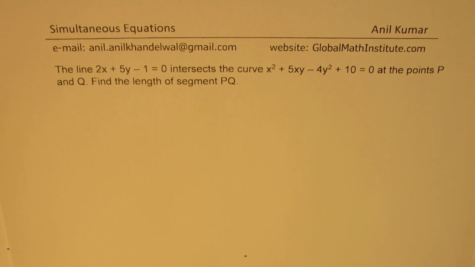In this video, we'll take up solution of a system in which we have a curve and a straight line. The question here is, a line 2x plus 5y minus 1 equals 0 intersects the curve x squared plus 5xy minus 4y squared plus 10 equals 0 at points P and Q. Find the length of segment PQ.